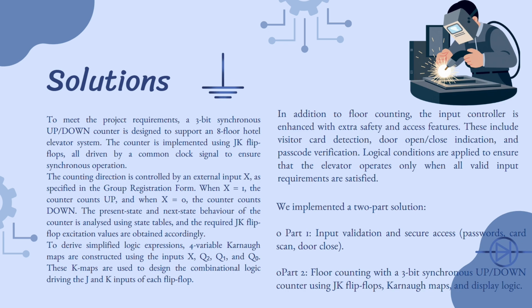The present state and next state behavior of the counter is analyzed using state tables, and the required JK flip-flop excitation values are obtained accordingly. To derive simplified logic expressions, 4-variable Karnaugh maps are constructed using the inputs x, q2, q1, and q0. These K-maps are used to design the combinational logic, deriving the J and K inputs of each flip-flop.